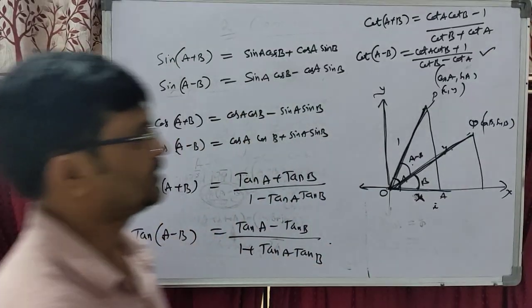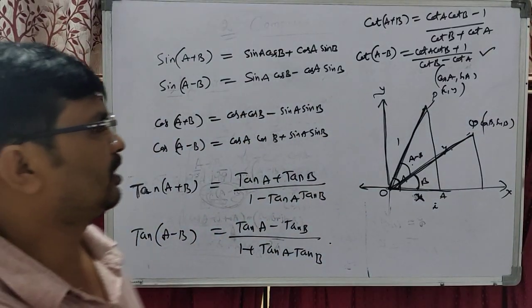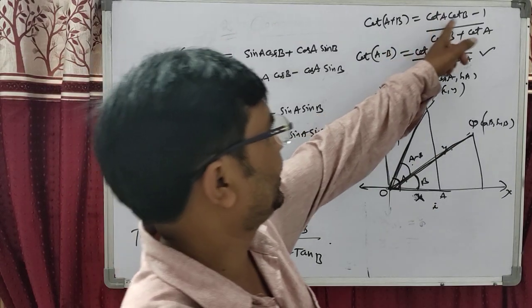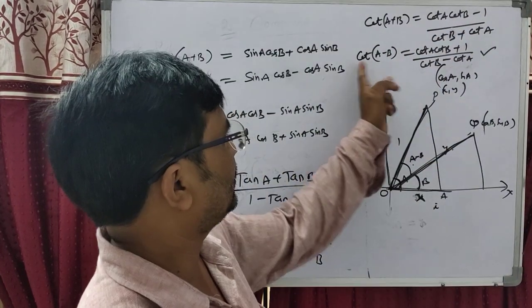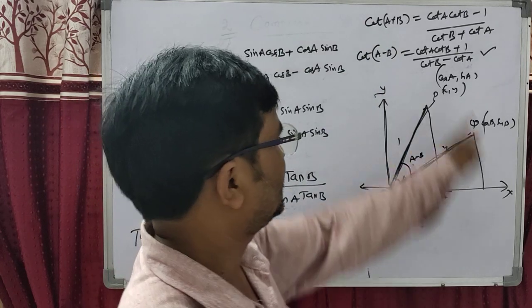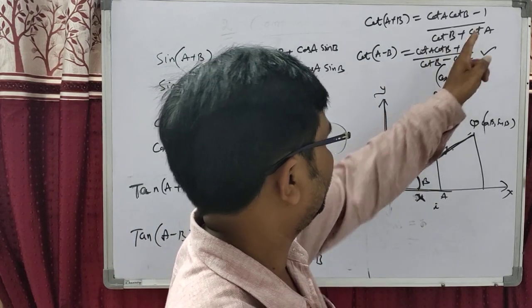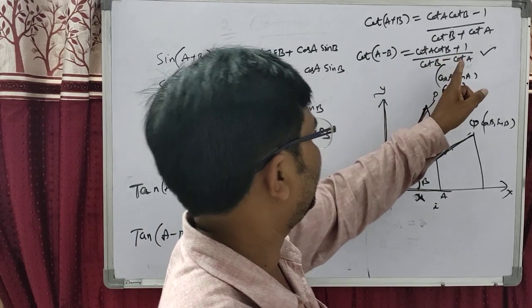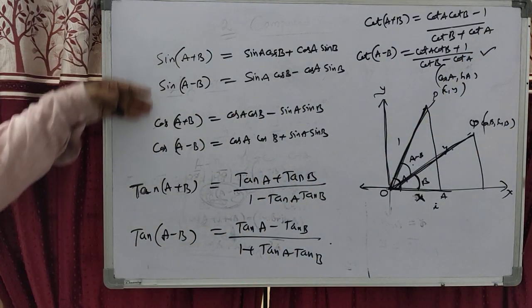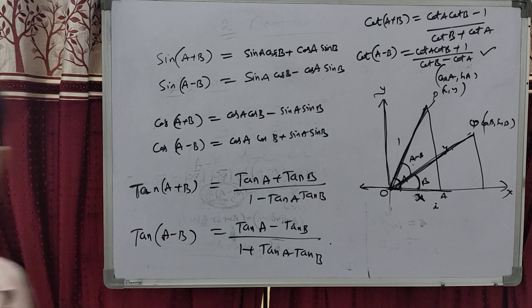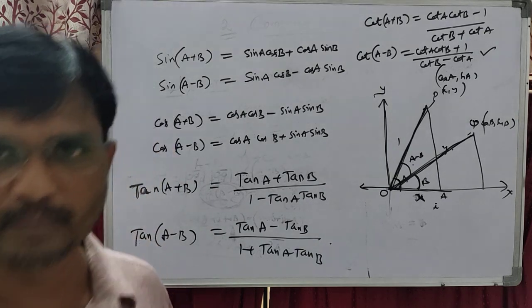My dear students, these are the formulas. The cot of A plus B is cot A cot B minus 1 by cot B plus cot A. The cot of A minus B is cot A cot B plus 1 upon cot B minus cot A. Okay, students, these are the formulas of sine, cos, tan, cot. Okay, students, please learn them by heart.